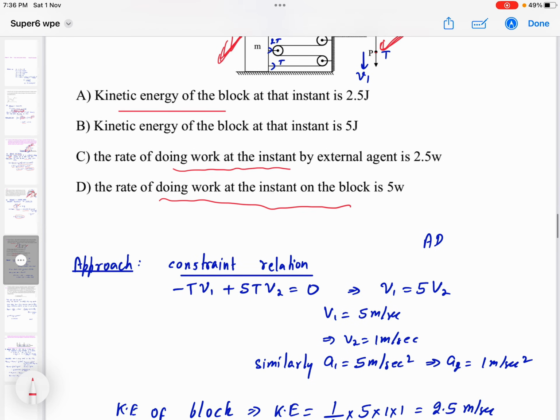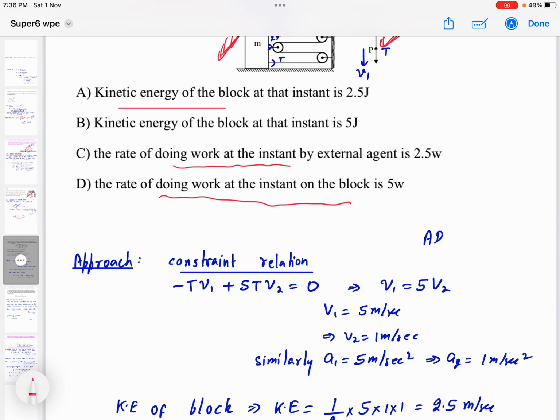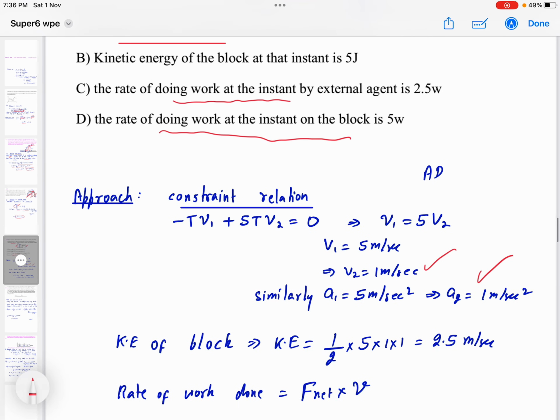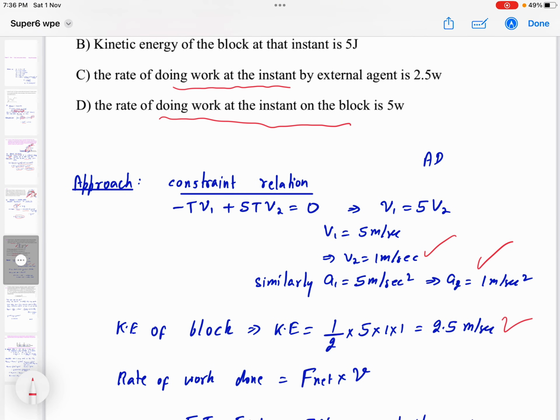From the first constraint relation I am getting the velocity of the block in terms of the velocity of point 1. From that I get the acceleration, and then I write the kinetic energy of the block. So the rate of work done is net force times velocity.